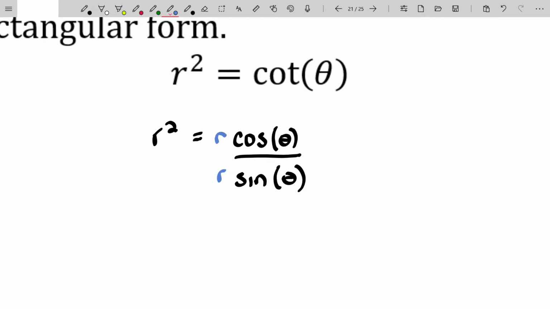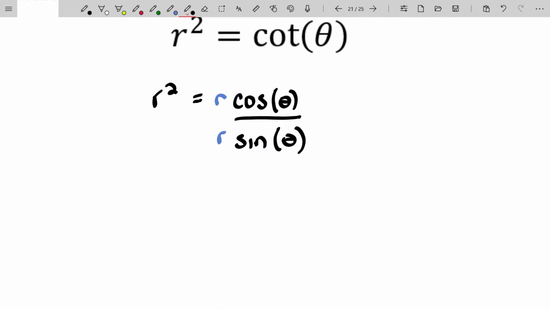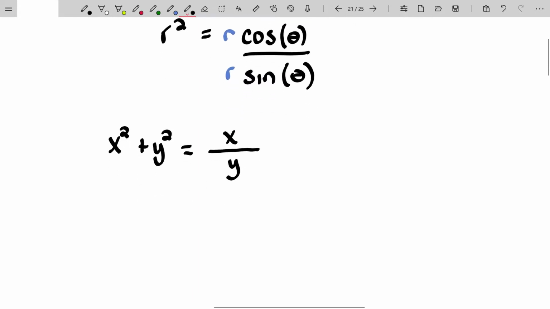And now that I have that done, I can totally trade everything out. R squared is x squared plus y squared, and r cosine of theta is x, and r sine of theta is y. You could technically multiply both sides by y if you wanted to, but that's not really going to make this any better. But if you did, you'd get this, I suppose.